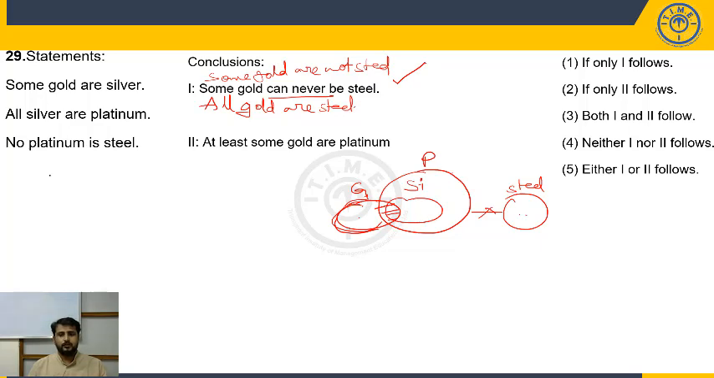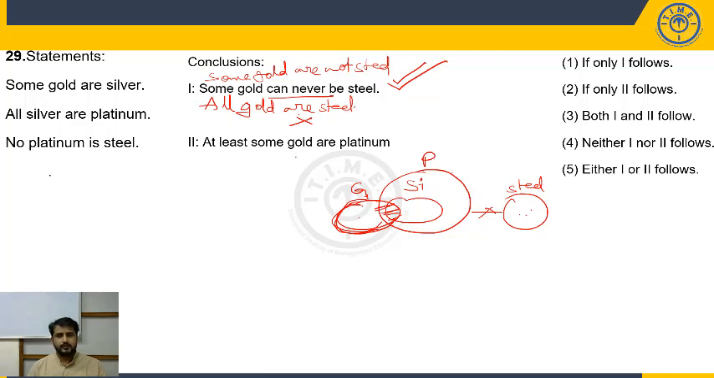Platinum. So when you try to place complete gold inside the steel, definitely the part of platinum which is gold will be having a relation with steel. But as per the statement, no platinum should be steel. So can I place gold inside the steel? Not possible. So this can never be true, so this will remain true. If you are unable to draw any successful alternate diagram for the complementary pair, the negative will remain true.